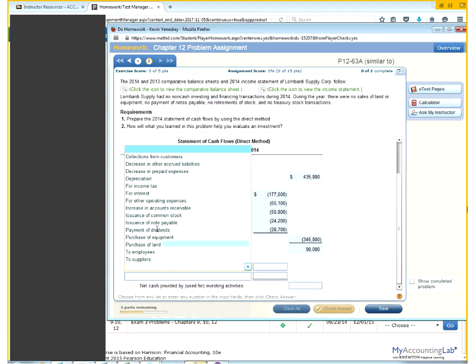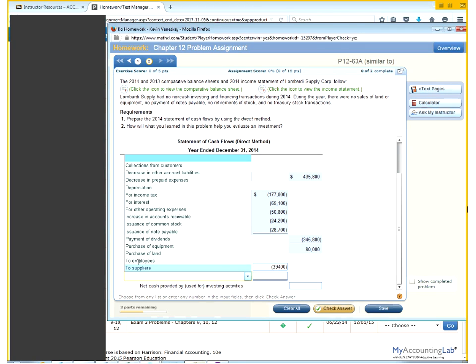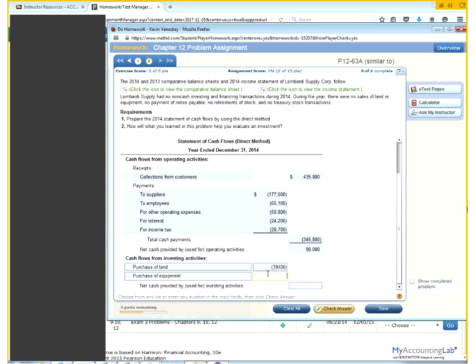Okay, so cash investing from land. We purchased land, so here's purchase of land. And if I purchased land, that would again be a negative. I spent money of $39,400. My equipment also went up. So if my equipment went up, that would be a purchase of equipment. But I can't just jump in and say, ooh, I bought equipment worth $12,700. Not quite.